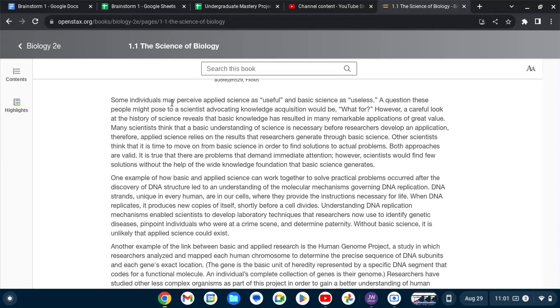Other scientists think that it is time to move on from basic science in order to find solutions to actual problems. Both approaches are valid. It is true that there are problems that demand immediate attention. However, scientists would find few solutions without the help of the wide knowledge foundation that basic science generates.